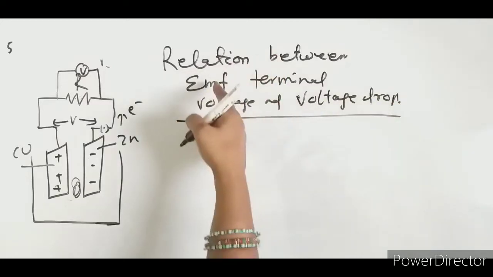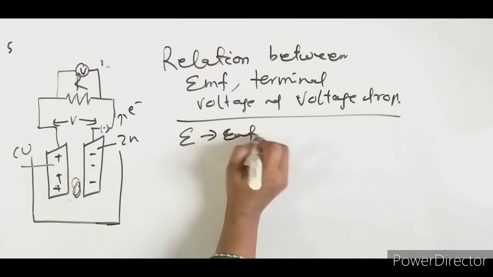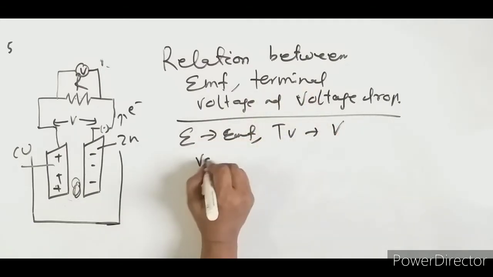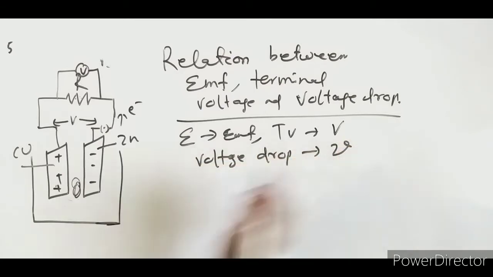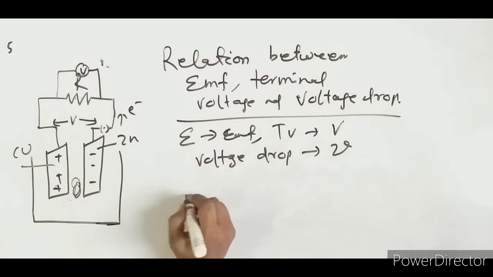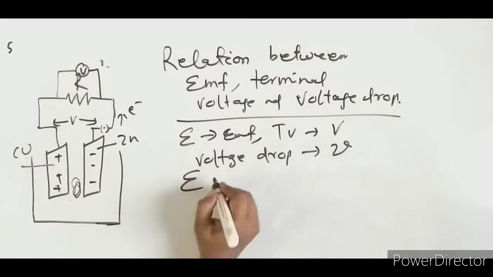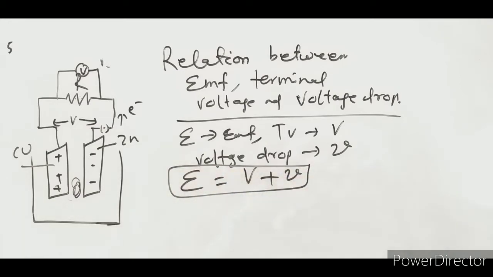EMF is represented by E, terminal voltage is represented by capital V, and voltage drop, let it be represented by small v. So here what can we write? E equals V plus small v. So you write that down.